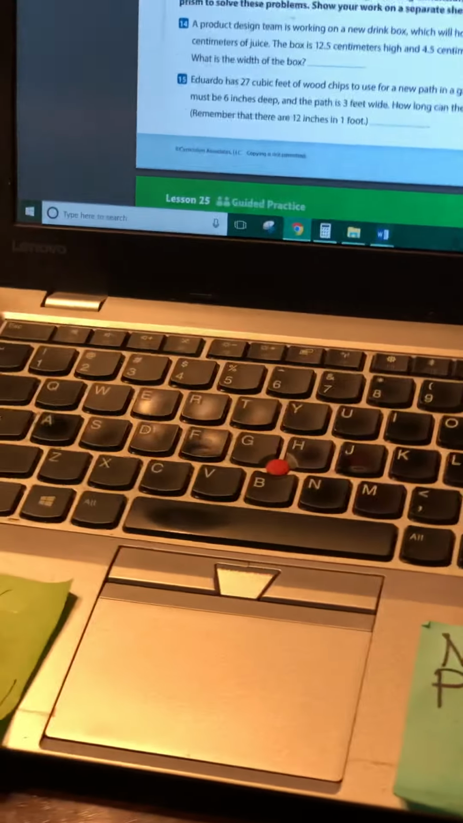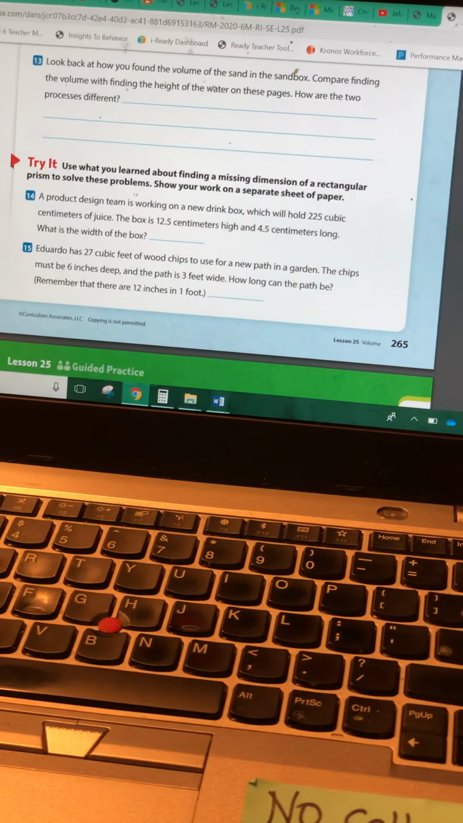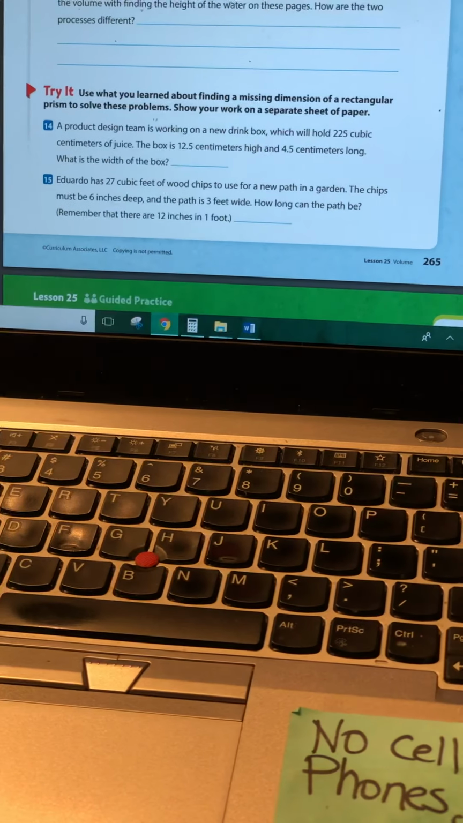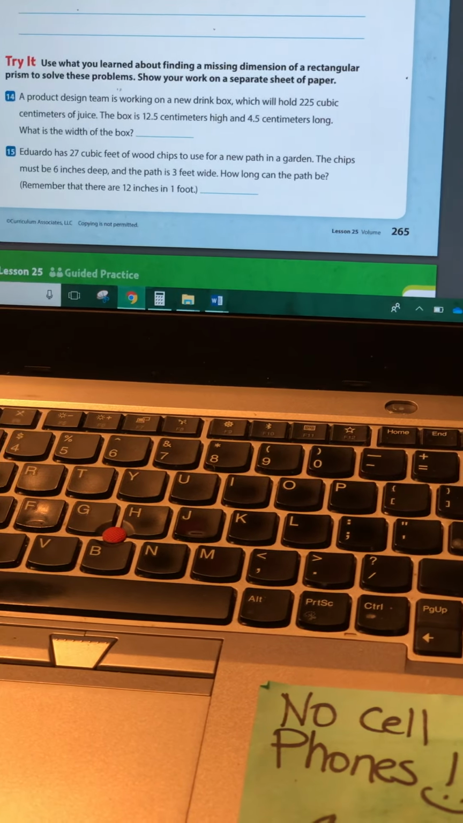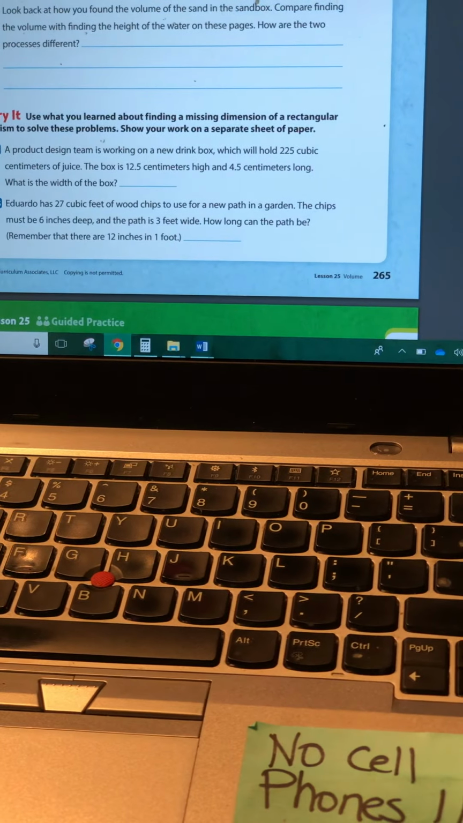Okay, so let me turn over and get a brand new page here. So give me just a moment. I'm going to set it up. So what's the volume? Okay, that's right. The volume is 225 cubic centimeters. We know the length is 4.5. And we know the height is 12.5. And all of this is in centimeters, guys. But we don't know the width. So I'm going to put a question mark there because we don't know the width, not yet.